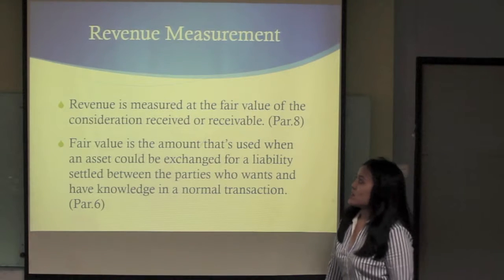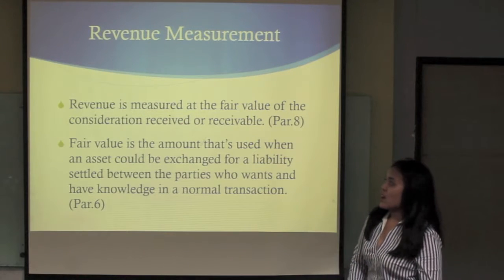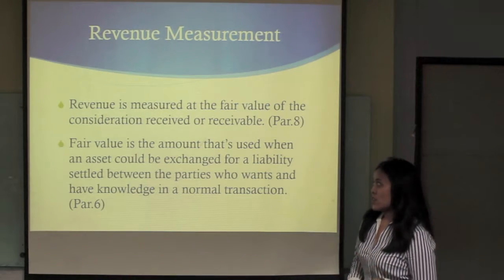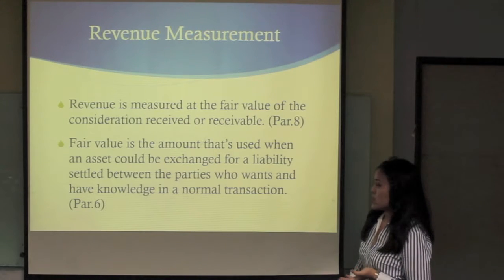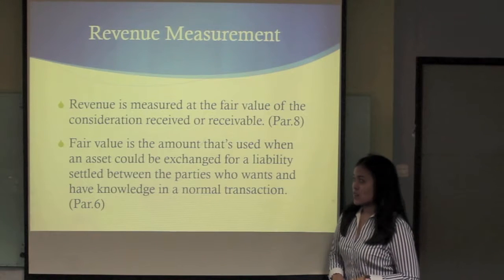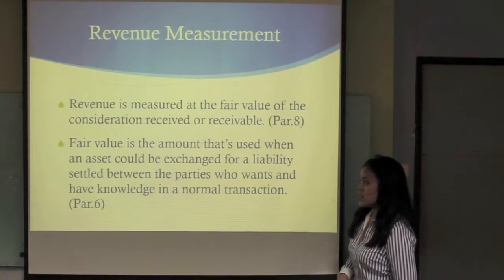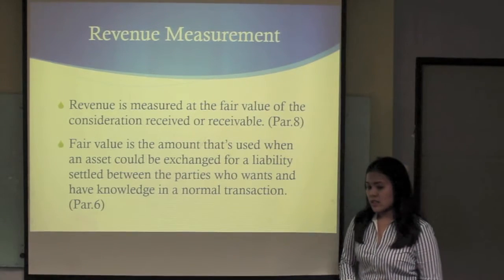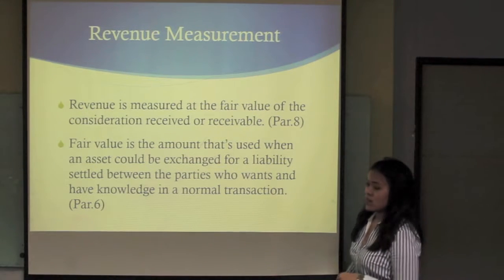So now the third part is about the revenue measurement. Revenue is measured at the fair value of the consideration received or receivable. This is based on paragraph 8. And the fair value is the amount for which an asset could be exchanged or a liability settled between parties who are willing and have knowledge in a normal transaction. This one is based on paragraph 6.